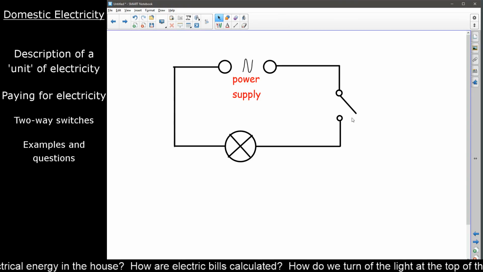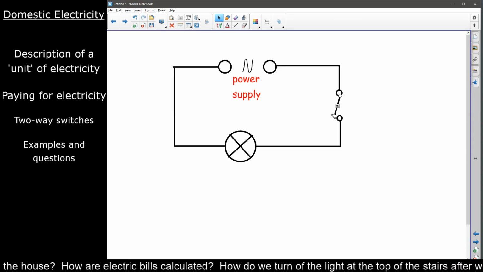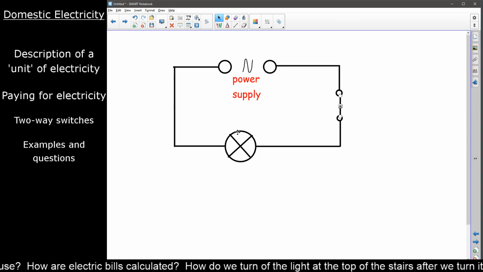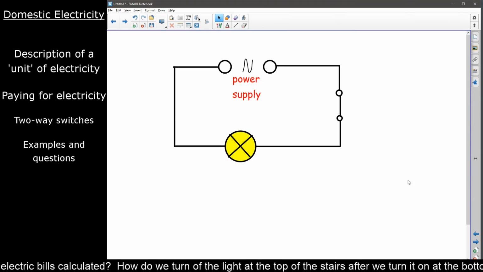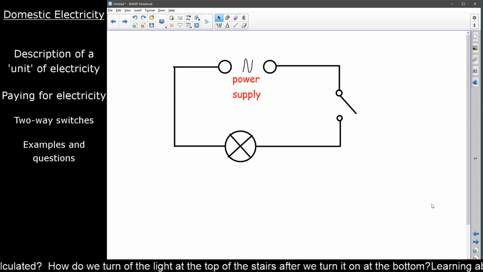It's a thing. Okay, so that's your power supply. When the switch is open, the light bulb is off. When the switch is closed, the light bulb is on. And we have to make an effort, so on. Cracking. And then when the switch is open, it's off. See what I did there? Cunning use of the undo tool.